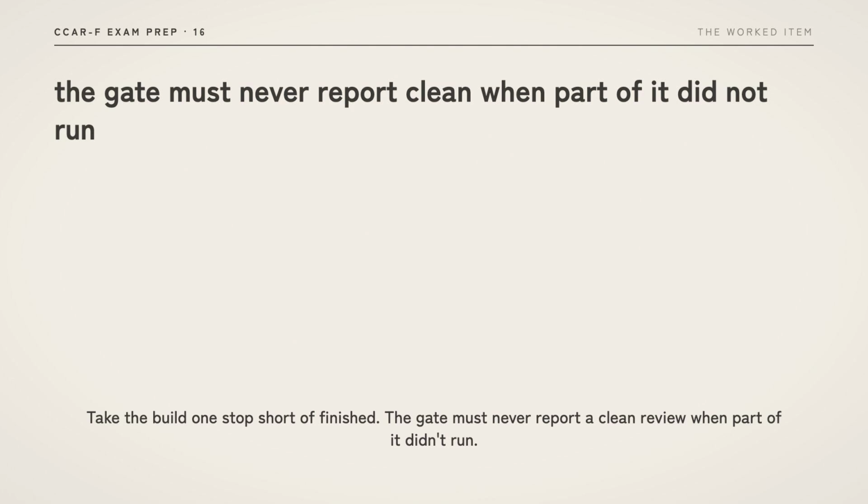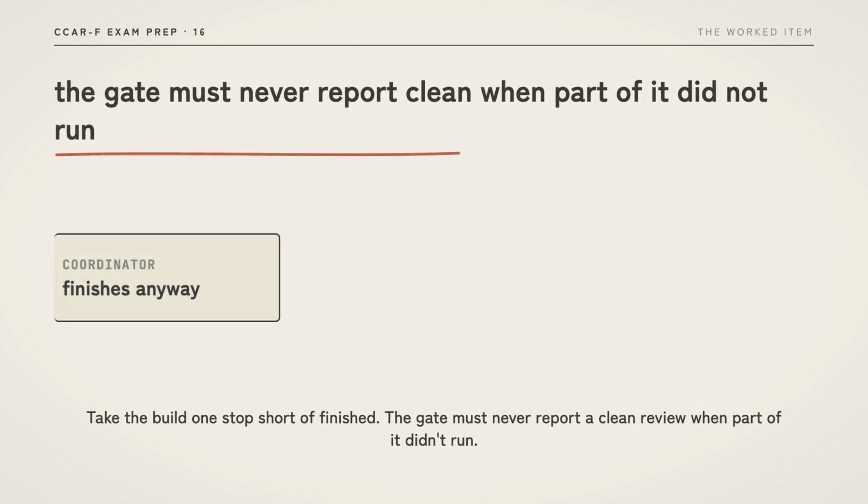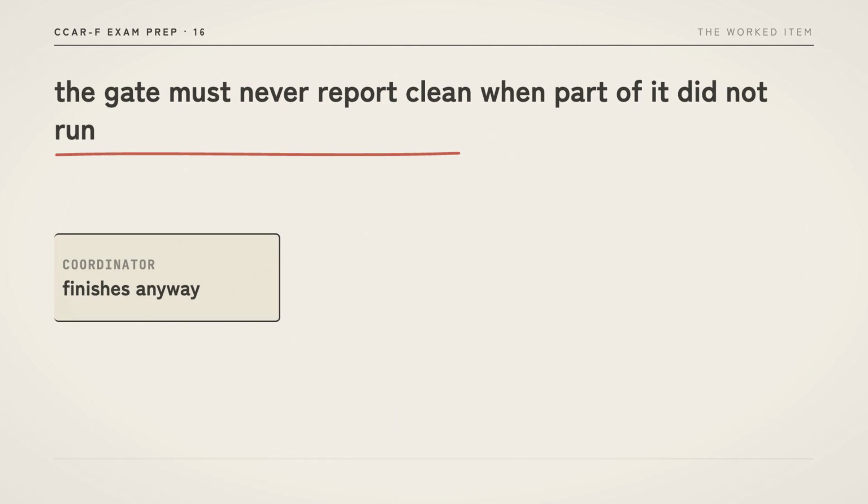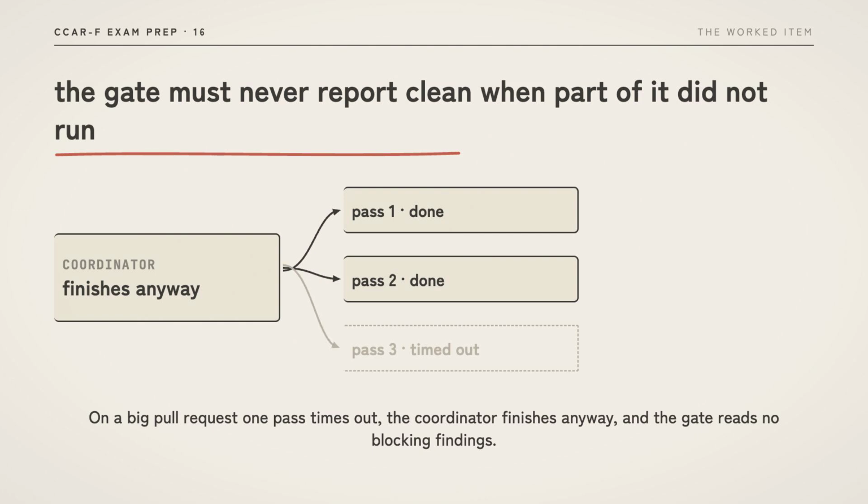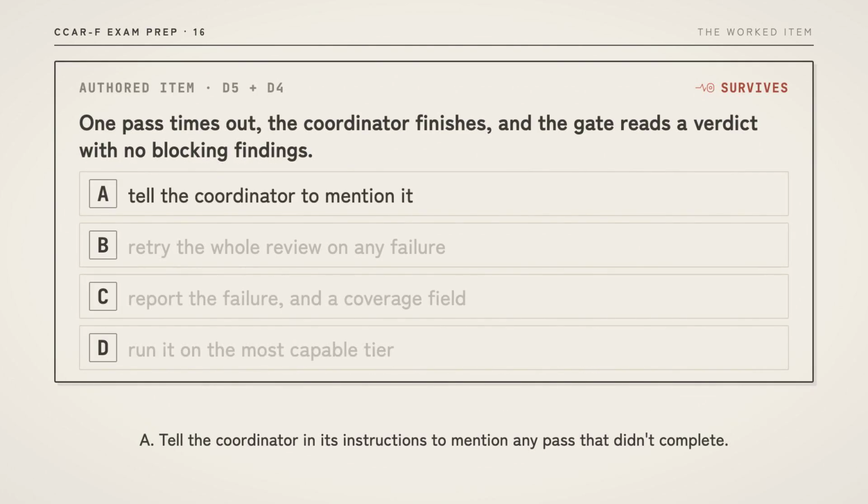Take the build one stop short of finished. The gate must never report a clean review when part of it didn't run. On a big pull request, one pass times out, the coordinator finishes anyway, and the gate reads no blocking findings. A. Tell the coordinator in its instructions to mention any pass that didn't complete.